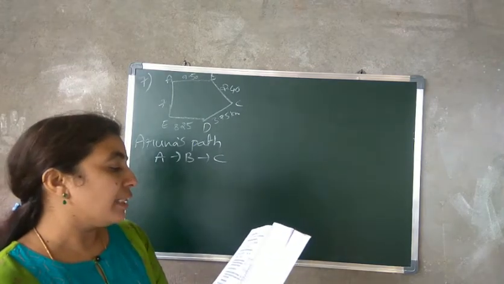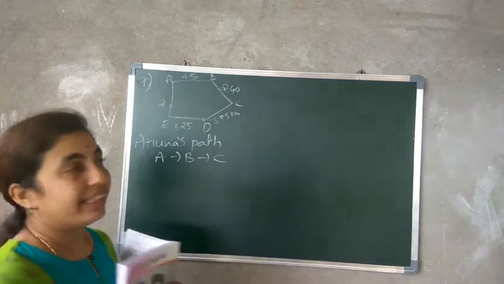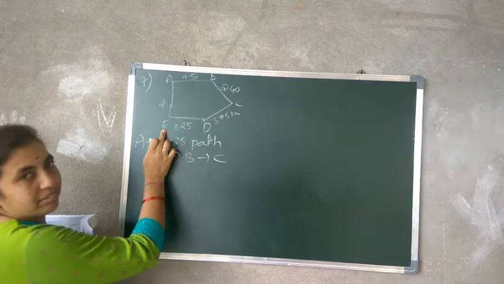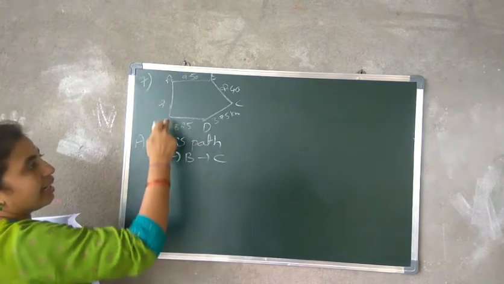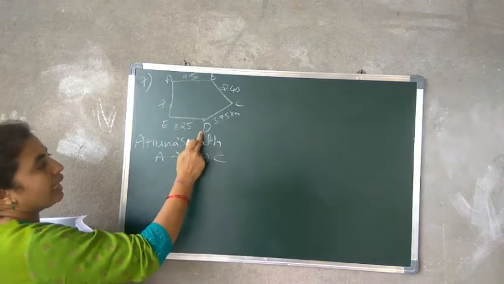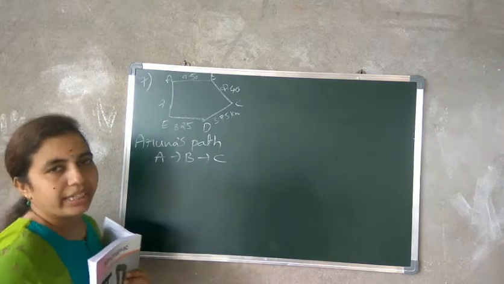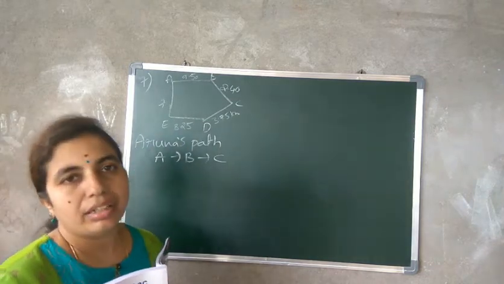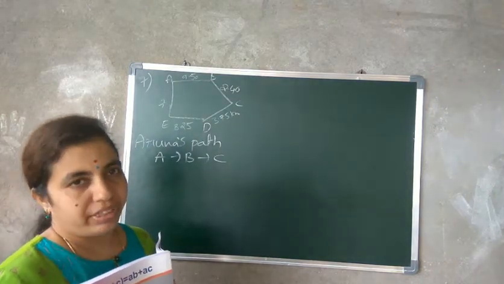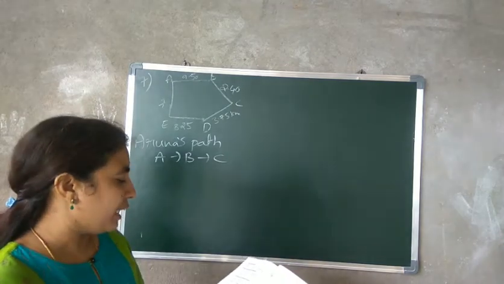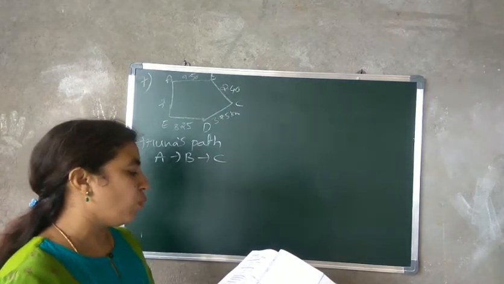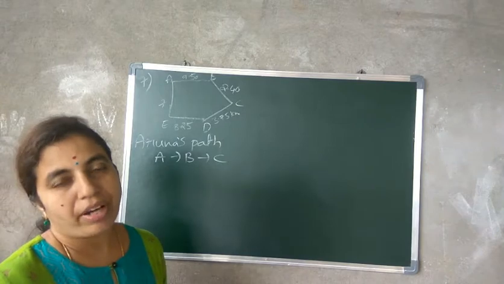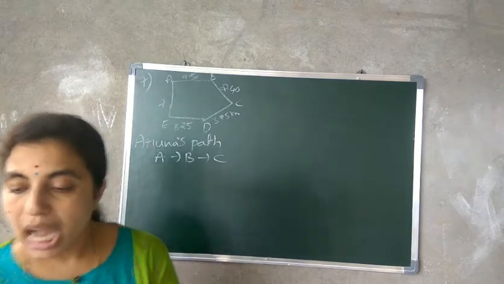Then Radha chose the path from E to D and then to C. Radha started here, Aruna started here. Radha went to D and then to C. Both went to C only, at the end they met at C, but the starting points are different. So what do you have to find here? Find who travelled more and by how much.